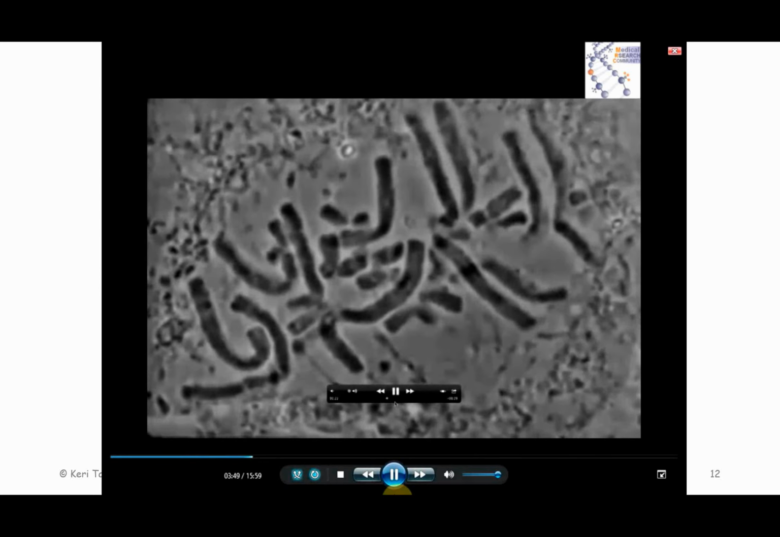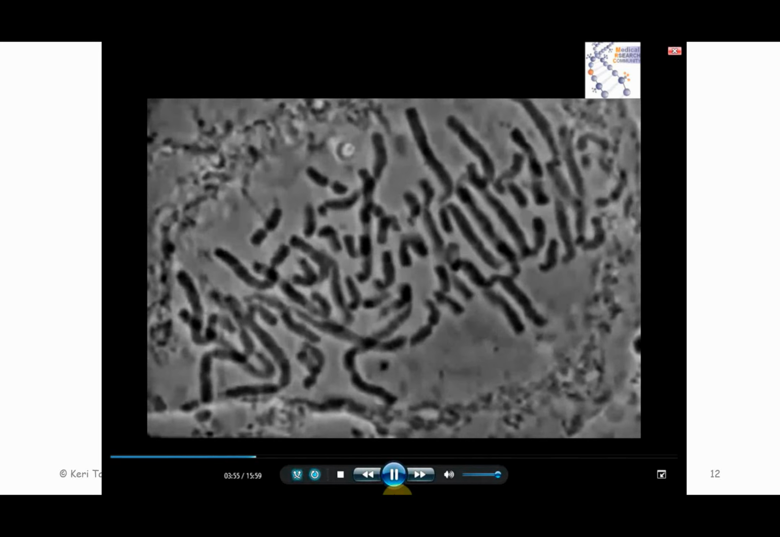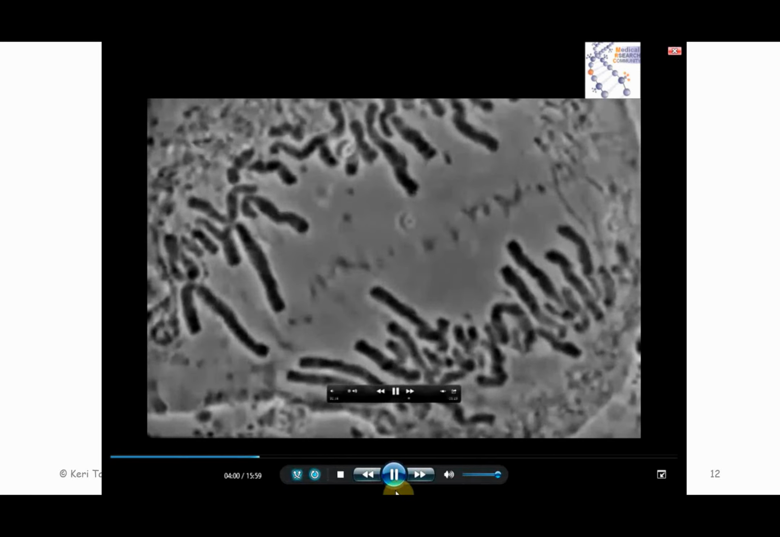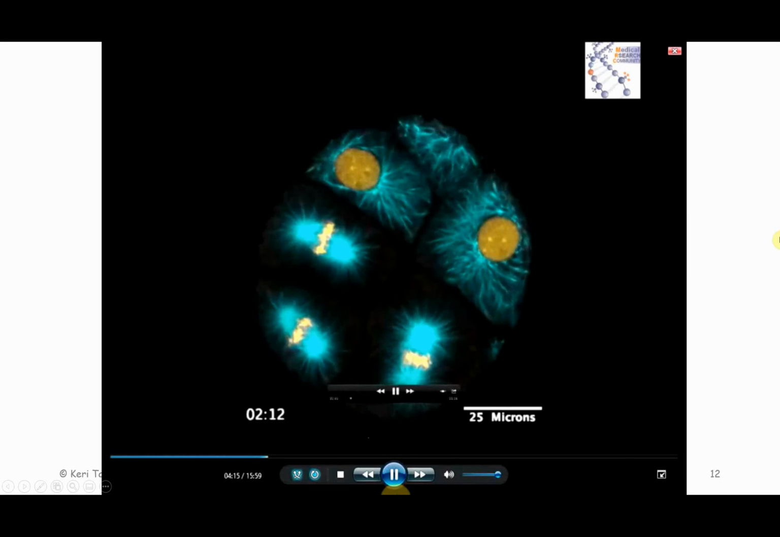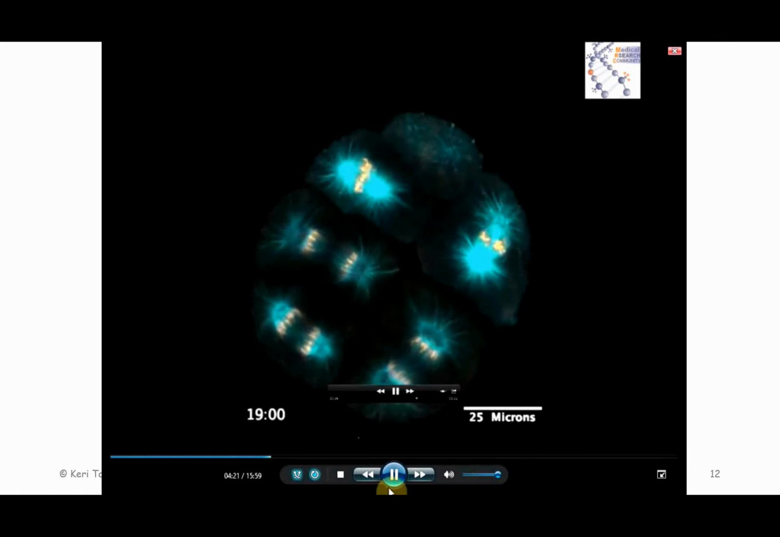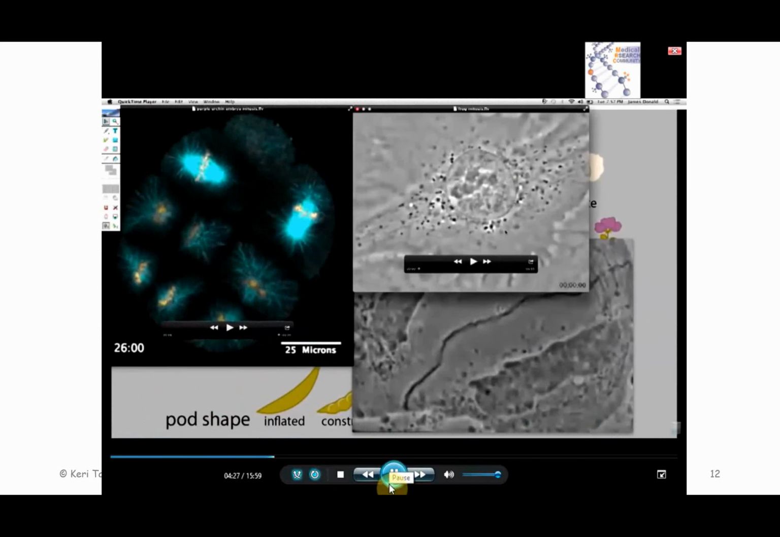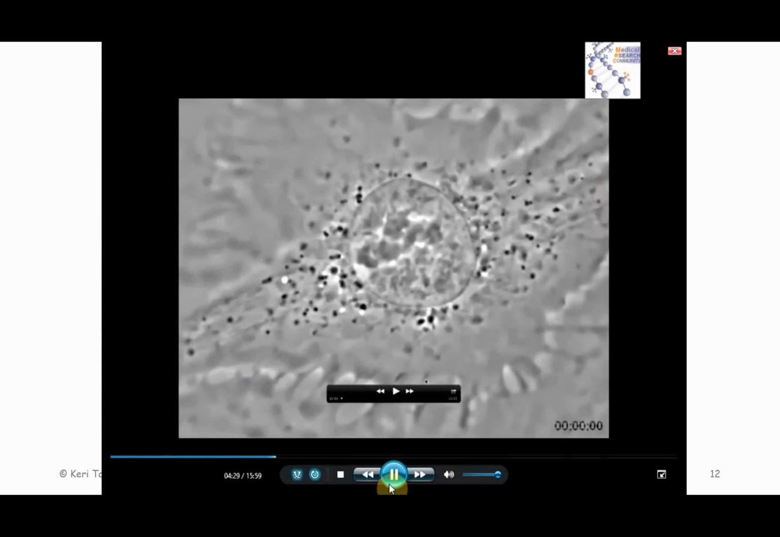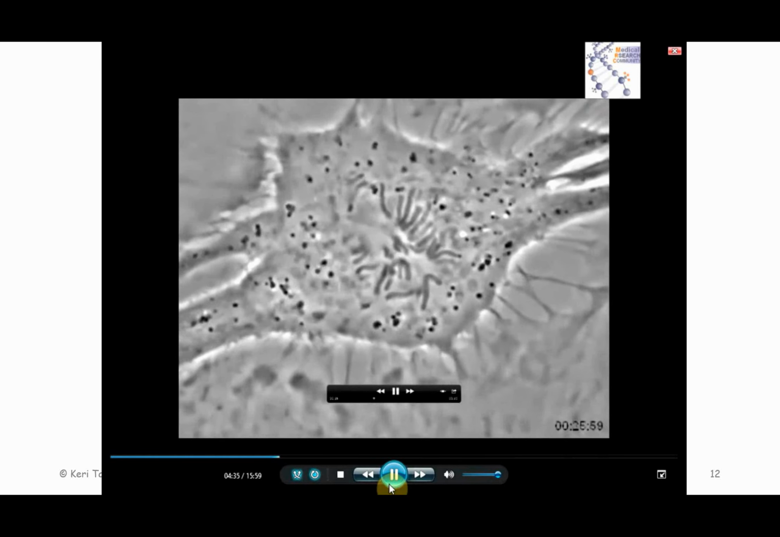Obviously, they sped up the video because this is actually quite a long process. And there you go, the splitting. So there's the sister chromatids splitting up, and you can see in the center here, that's the cell membrane pinching, so it forms 2 new cells. And here's some different versions with different dyes. It's just really pretty to look at. There you go, some more examples.